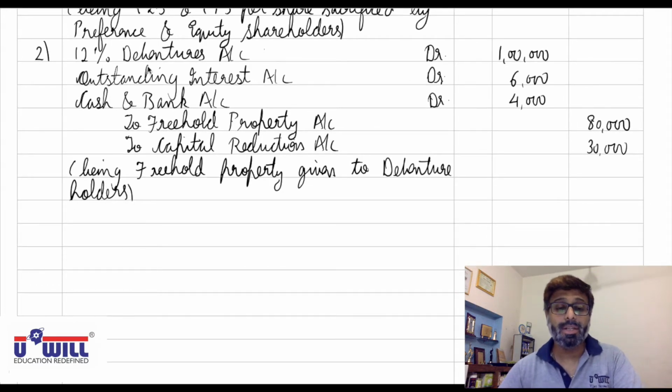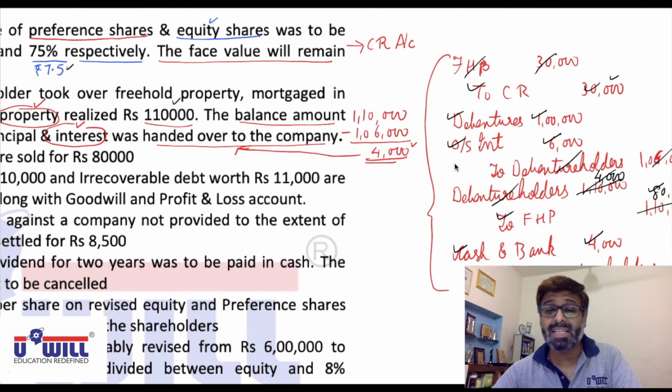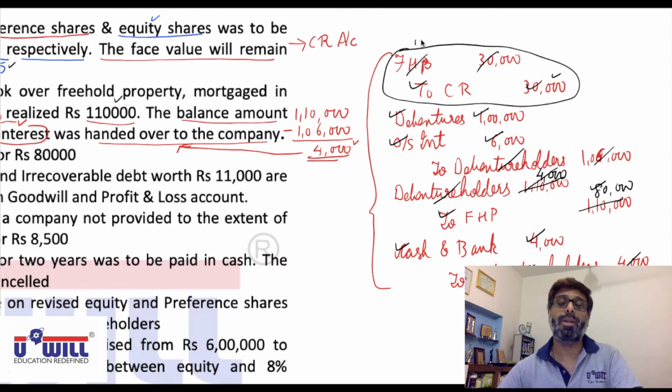Now posting. To capital reduction account 30,000. So in capital reduction we'll write 30,000. Now which opposite account will we record? Outstanding interest, debentures or cash and bank account? Which account? Think about it. None of these three. This is a combined entry. Posting is always done from single entry. So we would write on the credit side by freehold property.